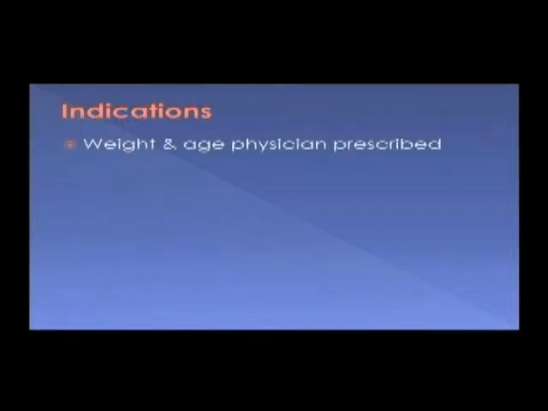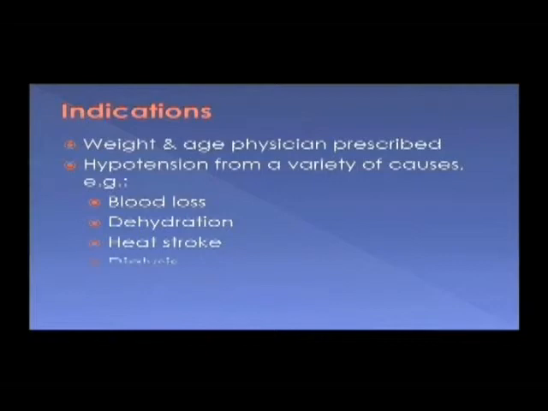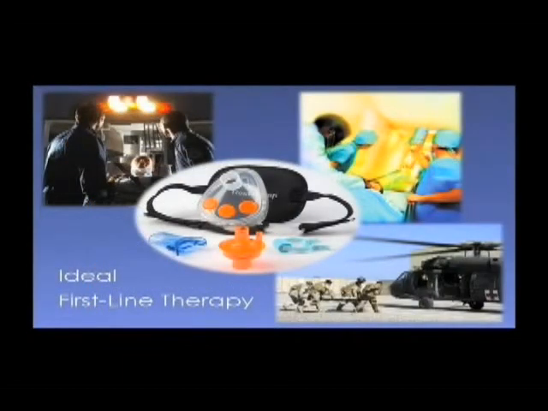Like other therapies, use of the ResQguard for a particular age and weight should be directed by the prescribing physician. The ResQguard can be used to treat hypotension from a variety of causes. For example, blood loss, dehydration, heat stroke, dialysis, orthostatic intolerance, and early sepsis. Because the ResQguard can be used in conjunction with more traditional therapies and can be started and stopped quickly, it is an ideal first-line choice of therapy for the treatment of hypotensive patients.